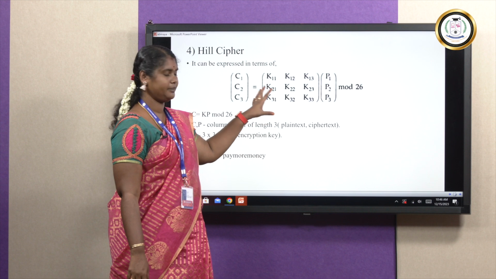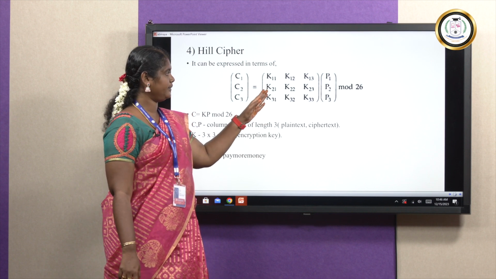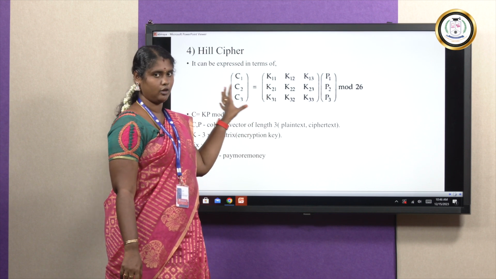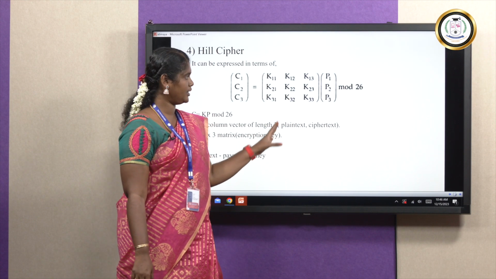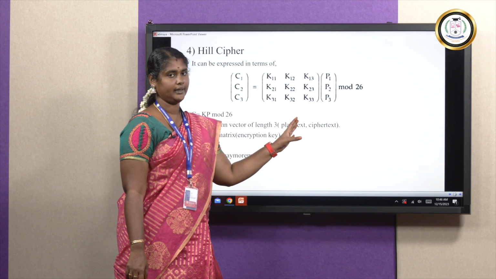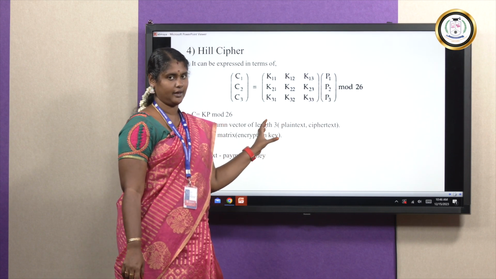So this is a matrix multiplication. So we know that K11 into P1, P2, P3. So like that we need to perform all the operations. After that you need to take a modulus for each and every value, whatever value you are receiving. So we need to take a modulus of 26 based on your answer.